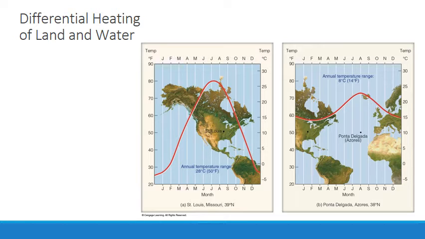So this is a temperature range of 50 degrees Fahrenheit in St. Louis, and only about 14 degrees Fahrenheit in the Azores. Both of these are at about the same latitude, right?